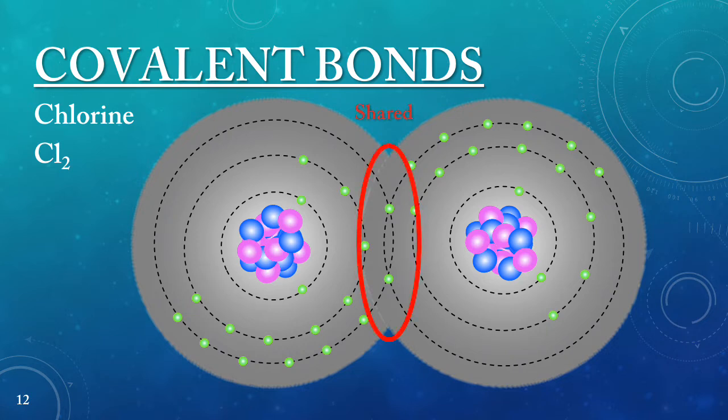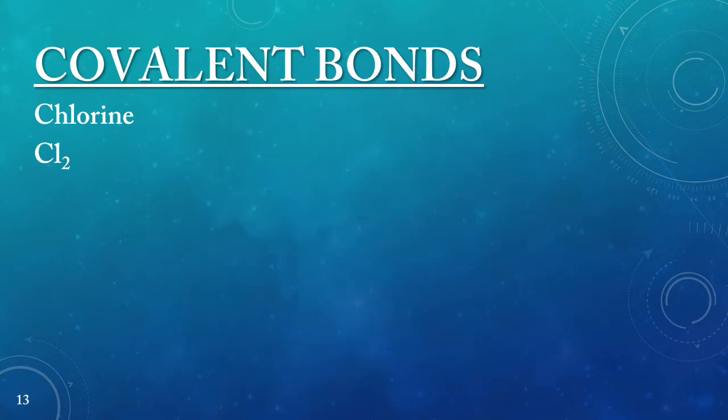These are our shared electrons, and both of the chlorine atoms think that they have 8 electrons. Let's check this out. So there's 1, 2, 3, 4, 5, 6, 7, and 8. So the left one thinks it has 8. And let's count the other one. 1, 2, 3, 4, 5, 6, 7, and 8. So the right one also thinks that it has 8 electrons. So it is also very happy.